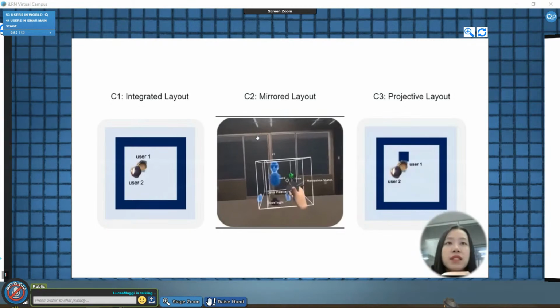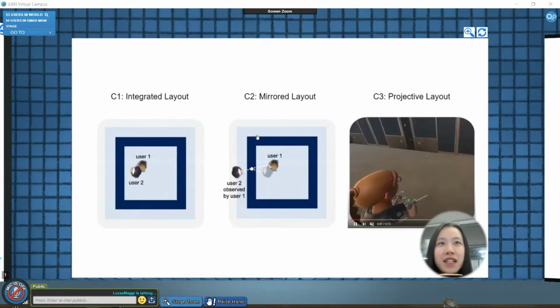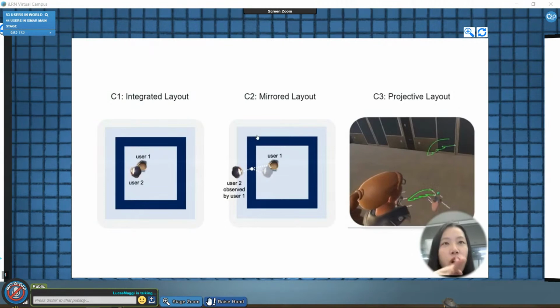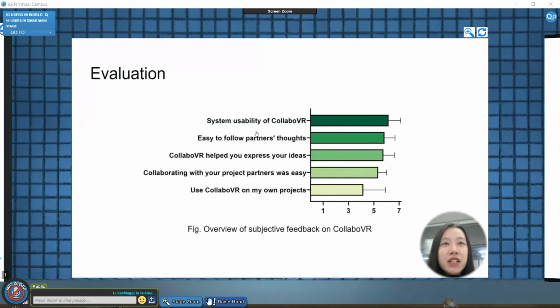The projective layout inherits the lecture with a presentation metaphor. The presenter can focus on sketching or designing in their private workspace and project the content to the shared interactive board for the other audience. To evaluate Collabo VR, we conduct a within-subject user study with 12 participants. Our findings reveal that users appreciate the custom configurations and real-time interaction in Collabo VR.